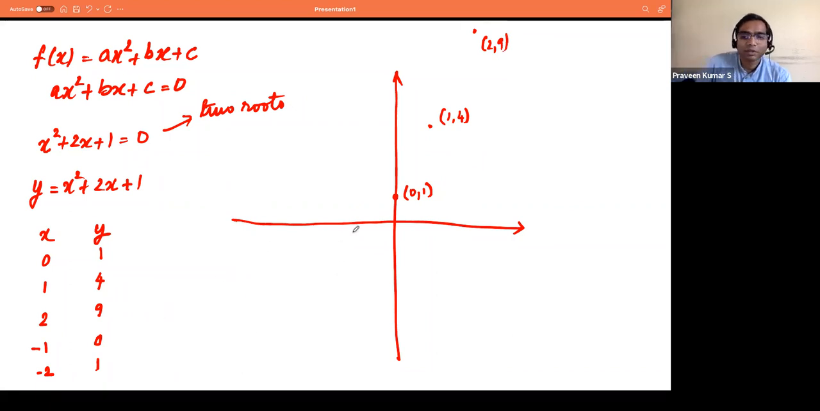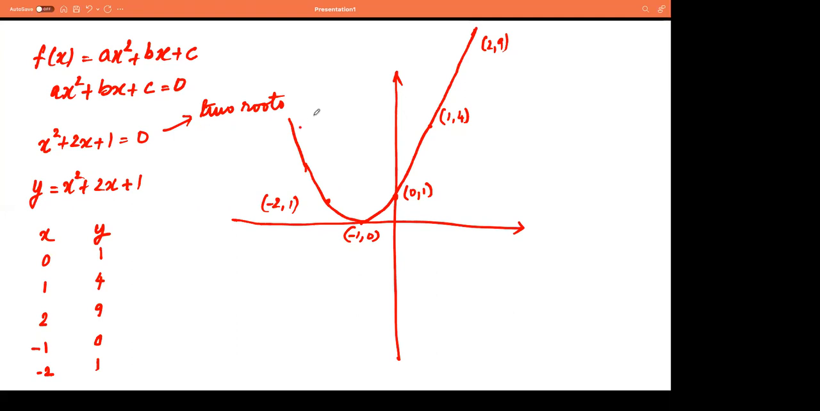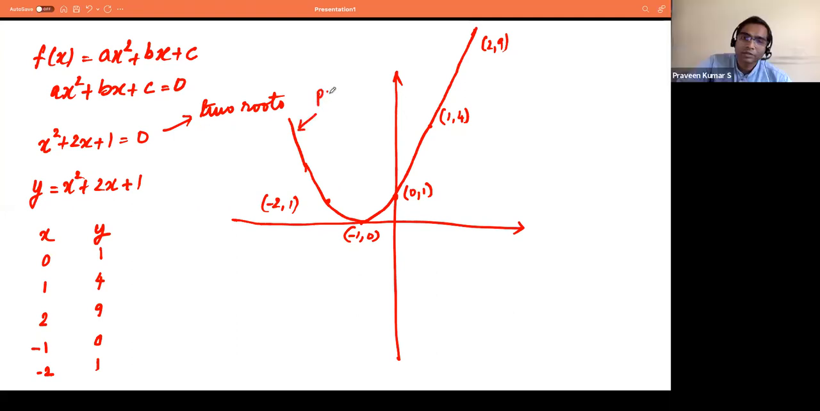Next, minus 1, 0. So this would have been minus 1, 0 and minus 2, 1. So this would have been minus 2, 1. Now remember, if you join these points, usually we draw what is called a smooth hand curve. We are not drawing straight lines here. Can you see that this looks like a bucket? This particular shape is what is called a parabola.